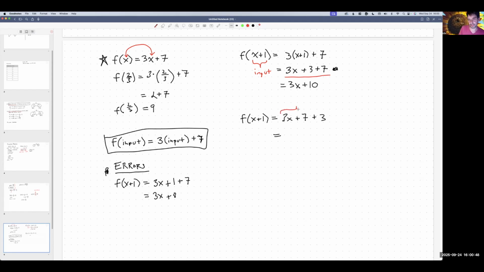Notice what 3x plus 7 is, though. That's just f of x, right? That's our original function given the input x. So by increasing our input by 1, right? So we took f of x plus 1. If we think of f starting with f of x and then we go to f of x plus 1, it's equivalent to increasing our output by 3, right?